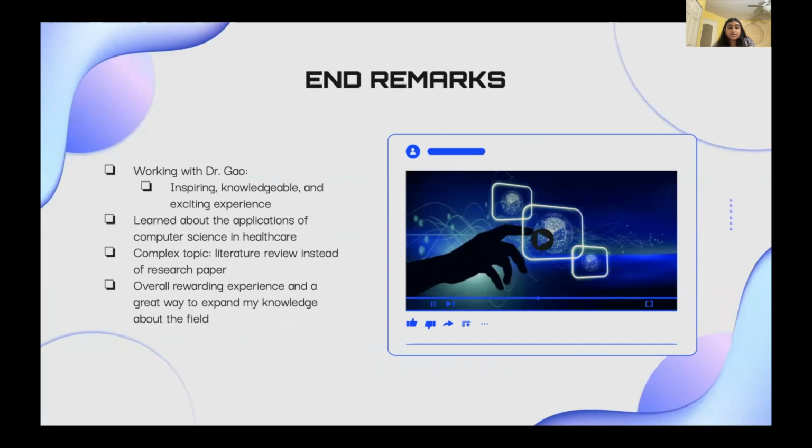Working with Dr. Gao this summer was an inspiring, exciting, and rewarding experience. Walking into this project, I only knew that I wanted to major in computer science because I had a specific interest in programming. However, through this project, I learned the real-world applications of computer science and what I would hope to do in my future after pursuing my college degree. I hope to improve healthcare with the software and algorithms that can be used in artificial intelligence.